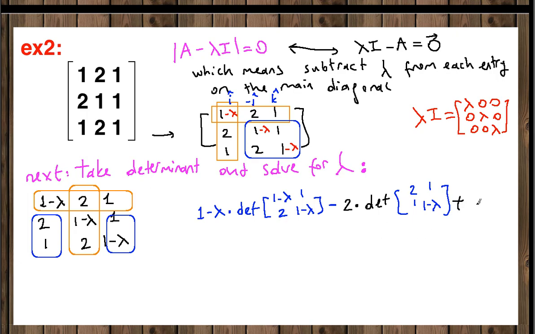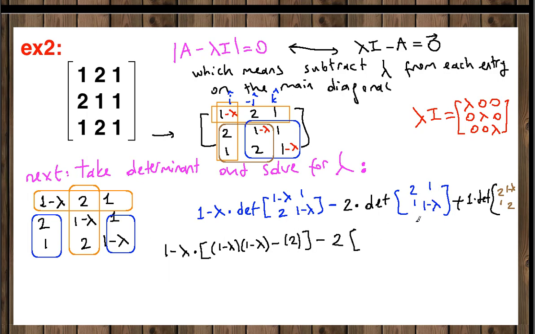And finally, plus the third entry, which is 1, times the determinant of 2, 1 minus lambda, 1, 2. Now I'm going to simplify this. 1 minus lambda times the determinant, which is the diagonal product, 1 minus lambda times 1 minus lambda, minus 2 times 1, which is 2. Minus 2 times the determinant, which is 2 times 1 minus lambda, minus 1 times 1. And finally 1 times the determinant here, which is 2 times 2 is 4, minus 1 times 1 minus lambda.